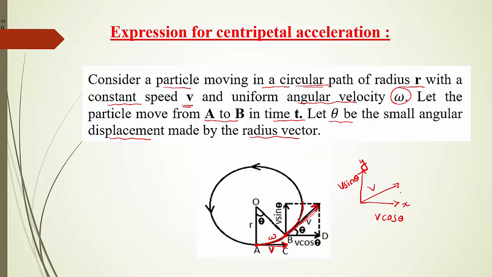We split a vector v into two components, v cos theta and v sin theta. V cos theta is along BD. V sin theta we can take along BE. Then the angle between this particle, angle AOB, gives the angular displacement. This is the angle made by the particle from the axis of rotation, right?